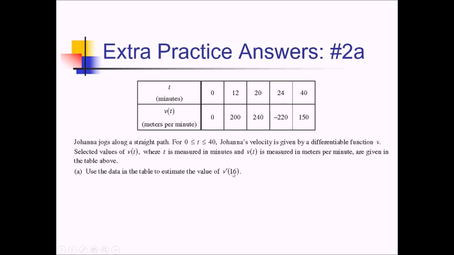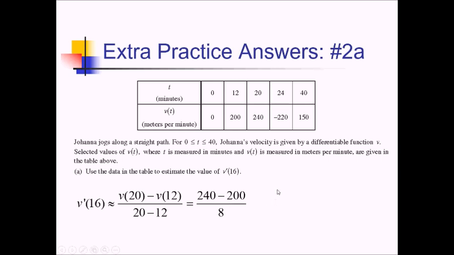So I'm going to say v prime of 16 is approximately equal to v of 20 minus v of 12 over 20 minus 12. So just plugging in some real numbers here, that's 240 minus 200 over 20 minus 12, which is 40 over 8, I guess we could simplify that to. So you actually don't need to go any further than this other than putting units on the end, but I'm just going to take it out here to the final conclusion. So that's going to be 5, and we had meters per minute for velocity divided by minutes for time. So that's going to be meters per minute squared, 5 meters per minute squared.